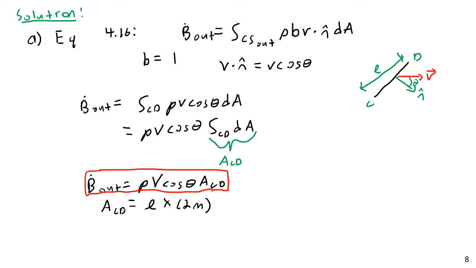However, let's look at this. ACD equals L times 2 meters. But L is also going to depend on cosine. So we'd have 0.5 meters over cosine theta times 2 meters. So we're just replacing L with 0.5 over cosine theta. And this is then equal to 1 over cosine theta in units of meters squared.